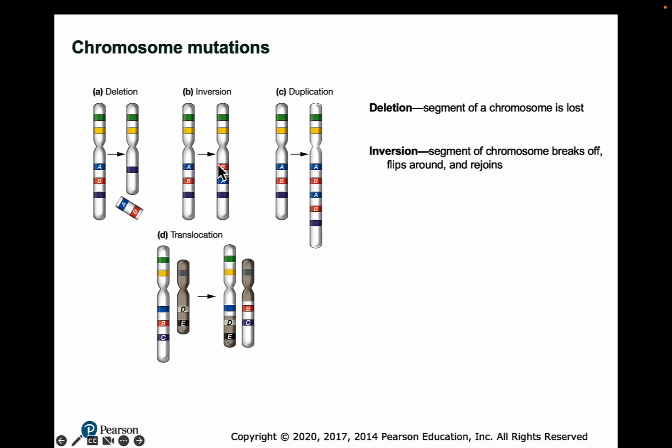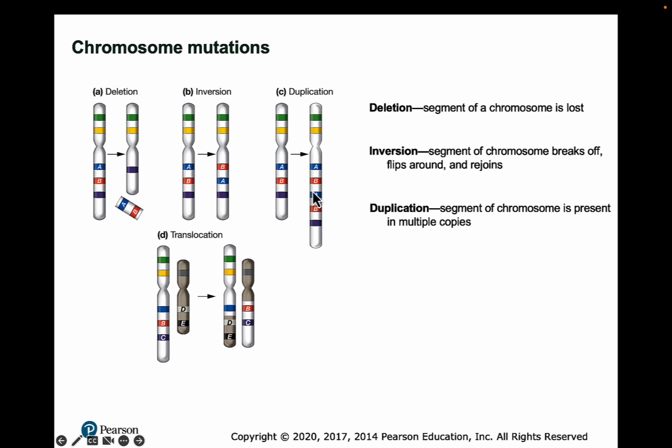An inversion is where a part of the chromosome breaks off, flips around, so the B will go over the A, and then rejoins. Okay, so you have this opposite position here, and this can produce problems, especially during crossovers, right? Because you have this flipping, but also problems with gene regulation because the promoters don't always come in the same place.